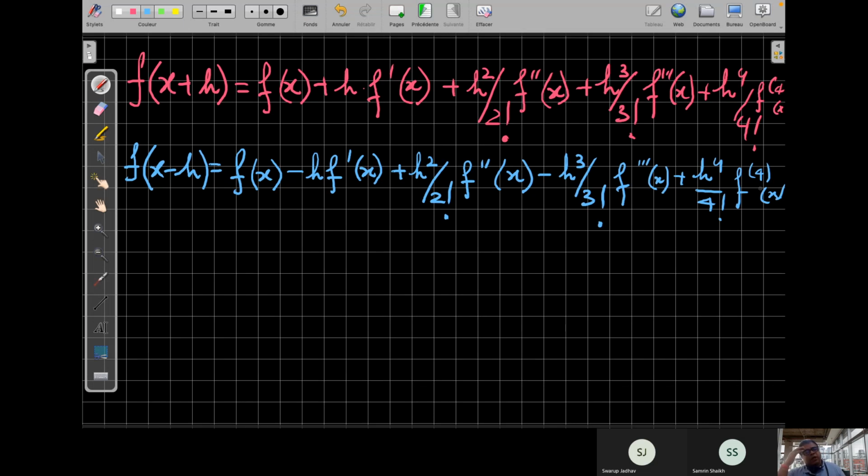So this means that I can actually try to write this sum. Tell me, can I write this or not? Can I write f of x plus h minus f of x minus h? Can I write like that? If I write it like this, what will I get? Can you tell me? What will cancel and what will not cancel?